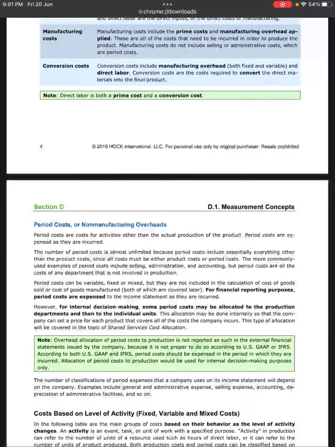Product costs can be variable, fixed, mixed, but they are included in the calculation of cost of goods sold or cost of goods manufactured, both of which we will study later on. For financial reporting purposes, period costs are expensed in the income statement. Normally we disclose them in the income statement. Simple.